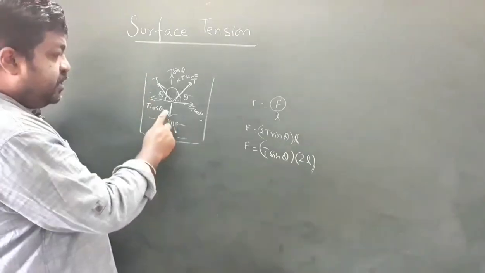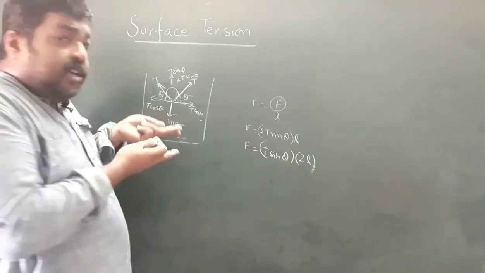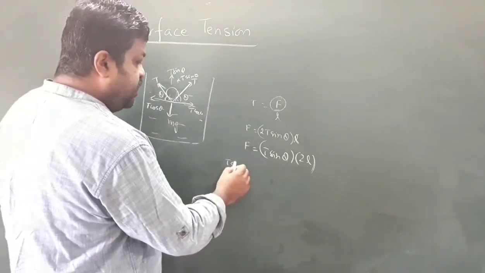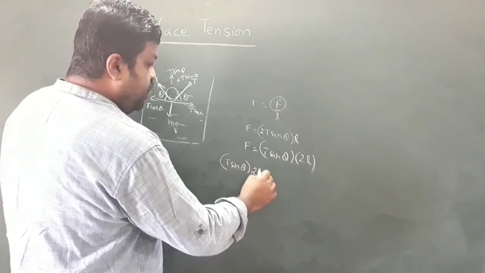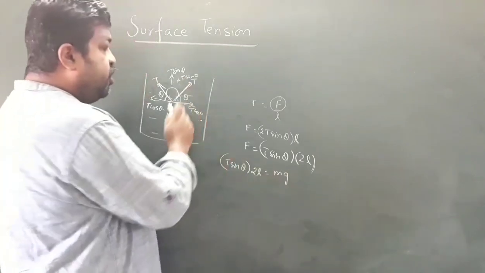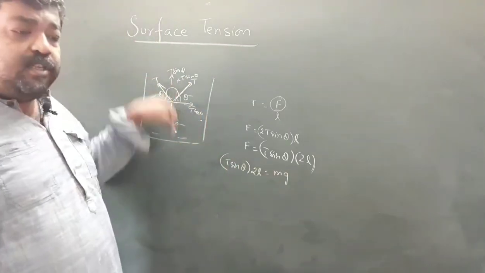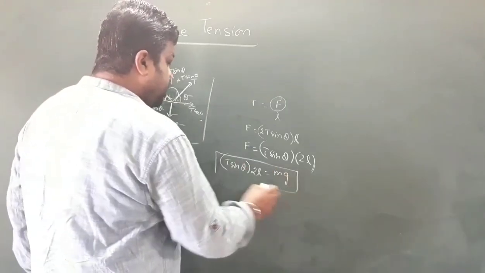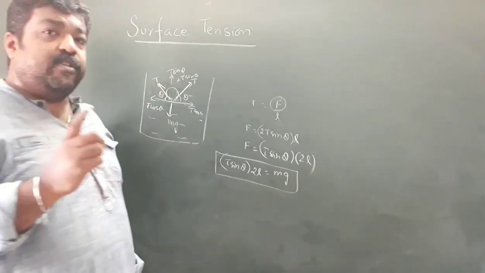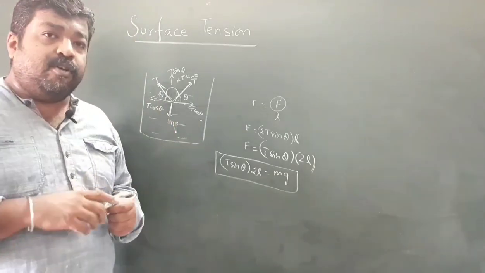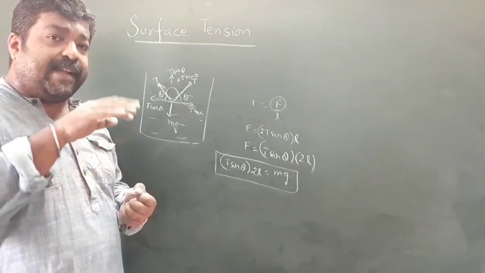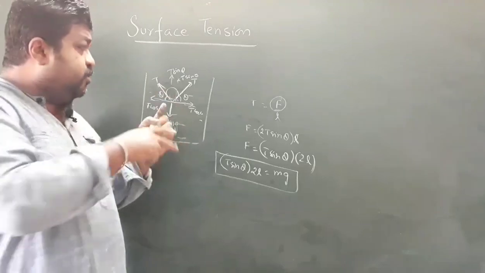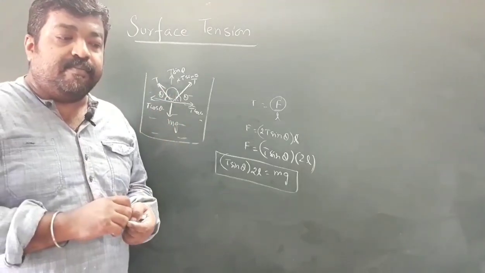And this mg is acting in the downward direction. Since the needle is floating, it is neither going upward nor going downward. That means T sin theta into 2L is equal to mg. For equilibrium condition, total upward force is equal to the total downward force. So this is the condition for equilibrium. It is for the reason of surface tension that the needle is able to float on the surface of water. Similarly, insects are able to walk on water because of this surface tension.